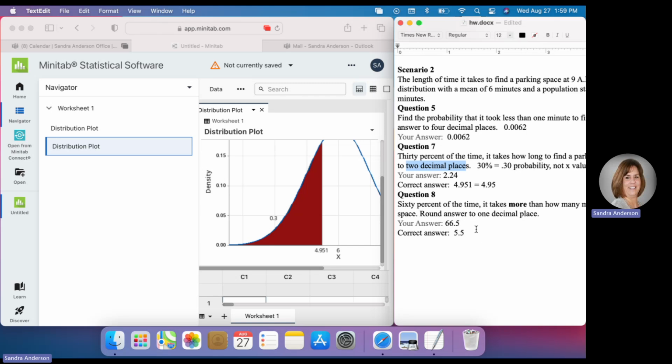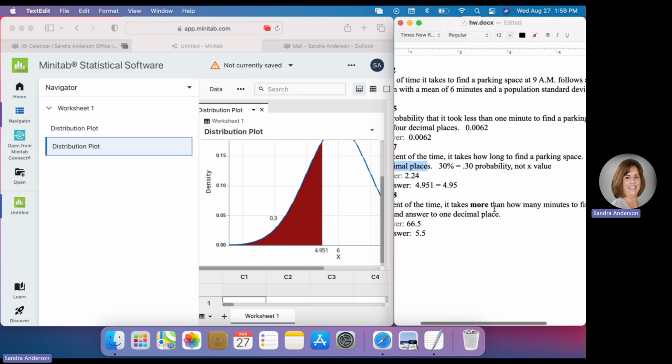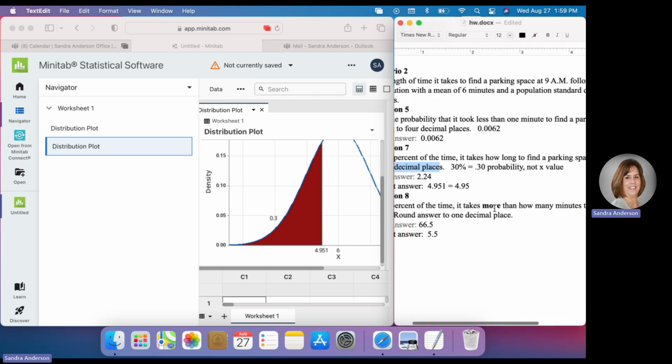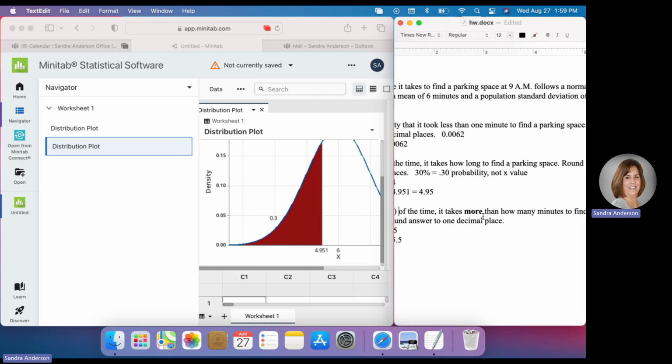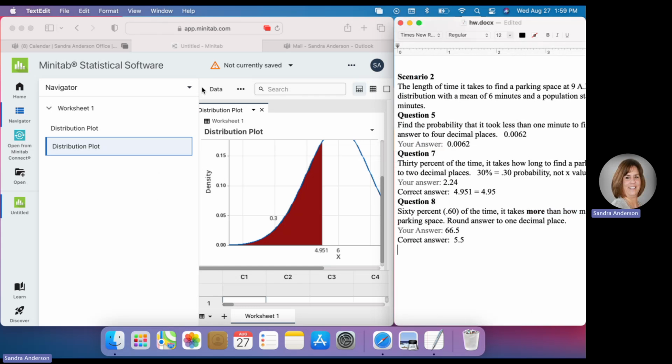And then this last one: 60% of the time, it takes more than how many minutes? So 60% of the time is my clue there. 60% is the same as 0.60, which means they haven't given us an X value this time. They've given us a probability. So we want to make 0.6 show up here. It takes more than how many minutes? More than means I'm going to want the red to be on the right side of my graph. So let's see if we can do that.